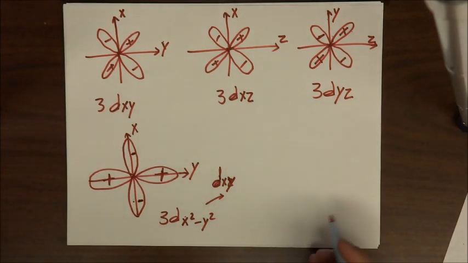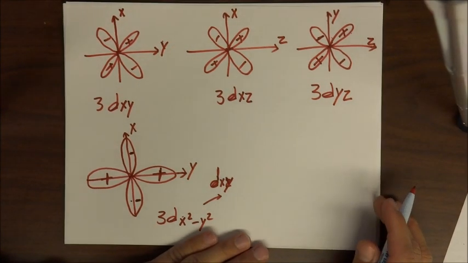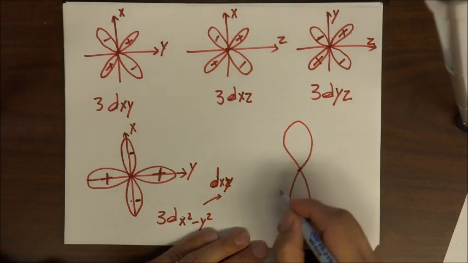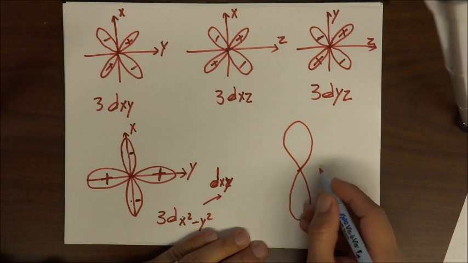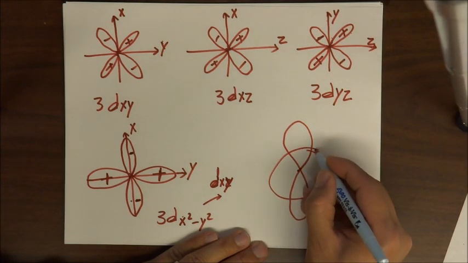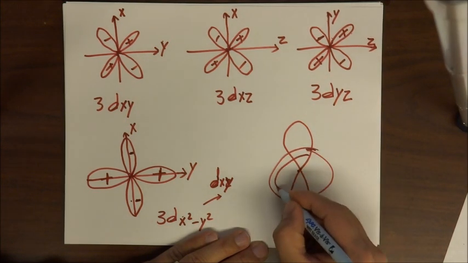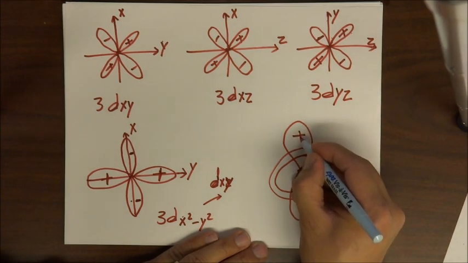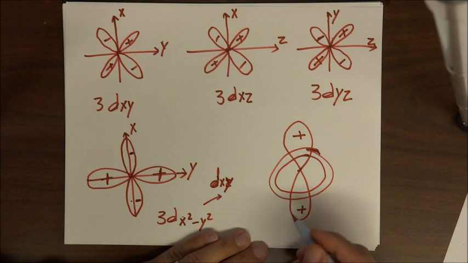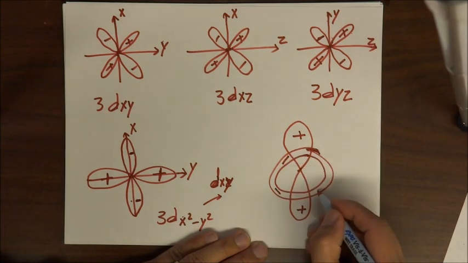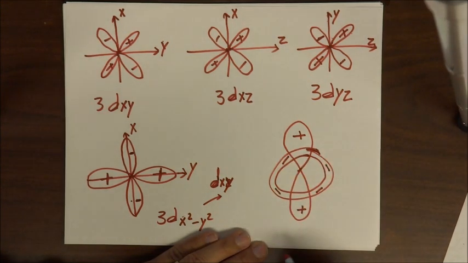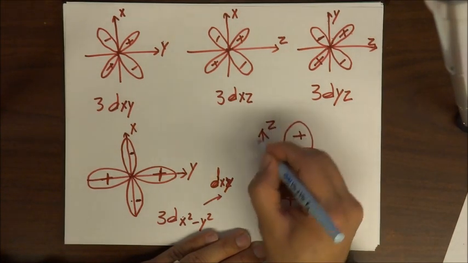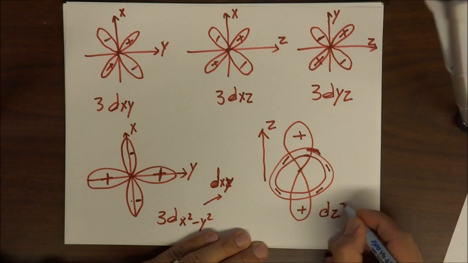And the last orbital is dz square. P orbital, and you apply one ring. Give it positive, positive, and inside that ring negative, negative. And here we have the z, call it dz square.